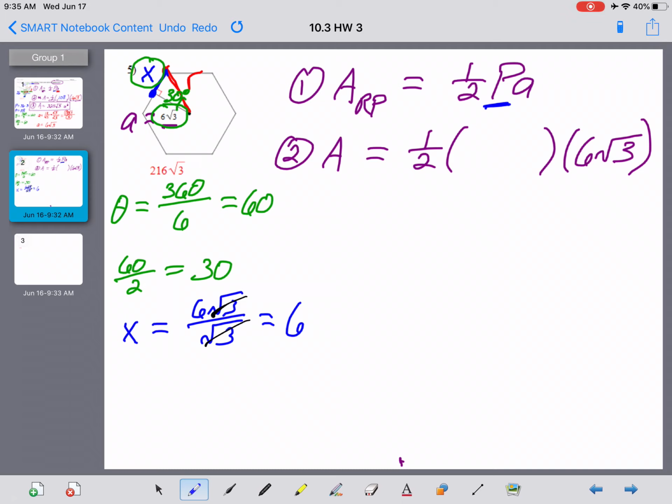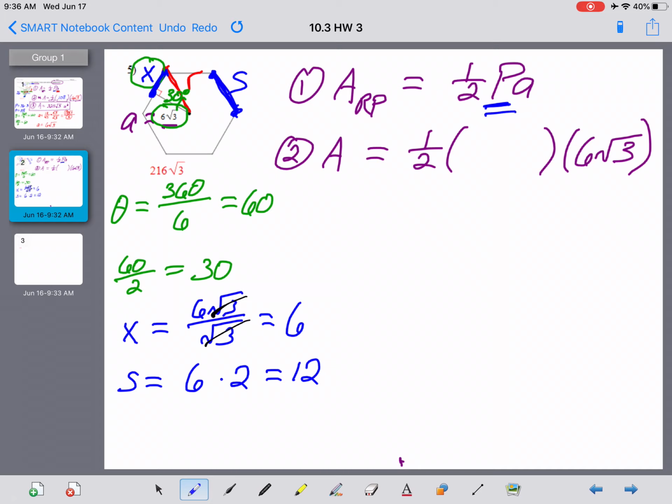Now, how does that help us? X is half the length of one side. So if we want to come up with S over here, which is the length of an entire side, we simply take X, which is 6 in this case, and we double it. Multiply that by 2 to get 12 for the length of each side. So each side in this hexagon has a length of 12.